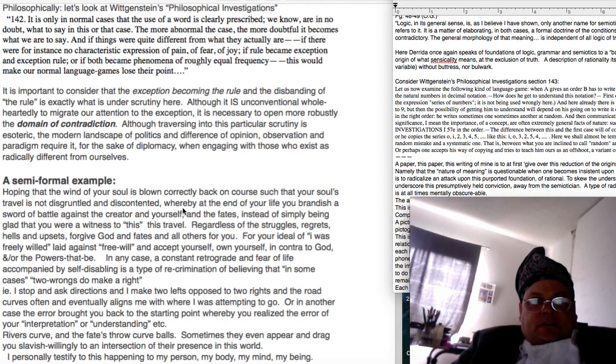It is important to consider that the exception becoming the rule and the disbanding of the rule is exactly what is under scrutiny here, although it is unconventional wholeheartedly to migrate our attention to the exception. It is necessary to open more robustly the domain of contradiction. Although traversing into this particular scrutiny is esoteric, the modern landscape of politics and difference of opinion, observation, and paradigm require it, for the sake of diplomacy, when engaging with those who exist as radically different from ourselves.